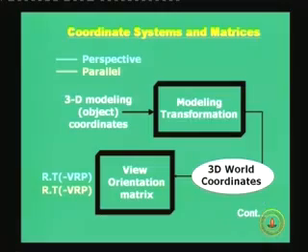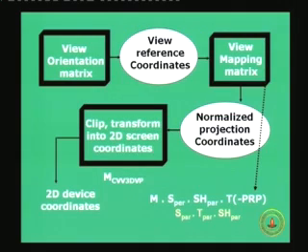Expressions are given for the view orientation matrix here in this slide, that is the T and the R, and the rest of the translation, shear and scale is a part of the view mapping matrix, and it has generated the normalized projection coordinates. These normalized projection coordinates are still in 3D.